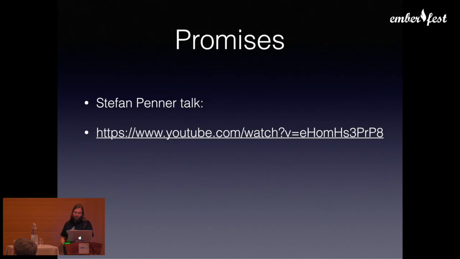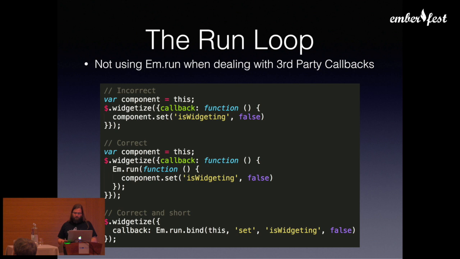The run loop. It's really common to forget to use Ember.run when using external callbacks. So this is like a jQuery plugin that has a callback. Because it's not Ember aware, you have to make sure to wrap the callback in Ember.run. In production code, it's inefficient. In your test code, it will actually raise an error. Since relatively recently, I think Ember 1.6, there's a shorter way of doing that, which is shown at the bottom.